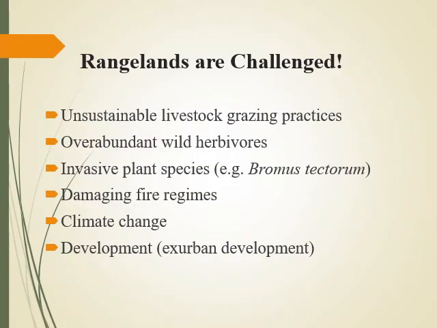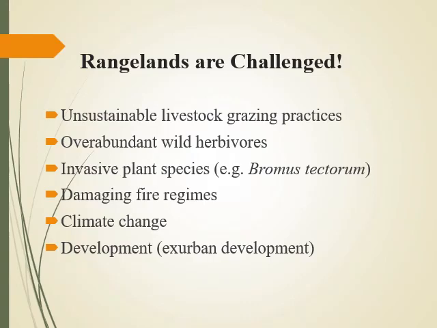So we've talked quite a bit about rangelands. I think it's time to say the obvious, that rangelands are also threatened. In some parts of the world, we have unsustainable livestock grazing practices, so we have severe overgrazing. Believe it or not, there are parts of the world where we have overabundant wild herbivores. And a lot of you have probably heard the stories about overbrowsing by elk in Rocky Mountain National Park and overbrowsing by elk in Yellowstone National Park. So that can also happen.